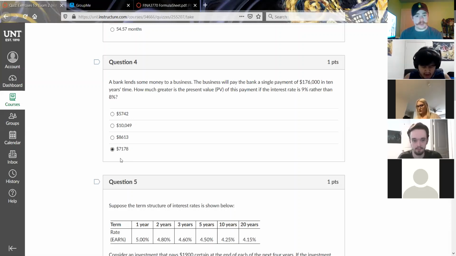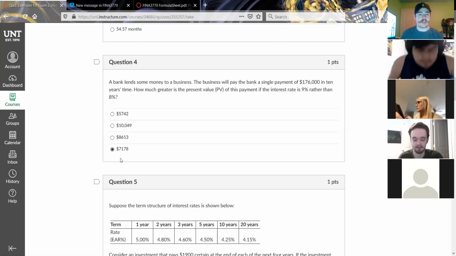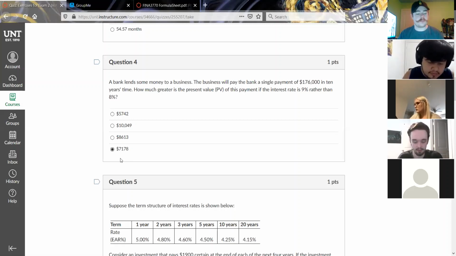Because in this situation, future value technically should be negative, but it's from the bank's perspective, so they do get that 176,000 at the end. Okay, so the future value is positive, and the present value would be negative. They would spend what, 81,522 for the one. They'd send that to the business.